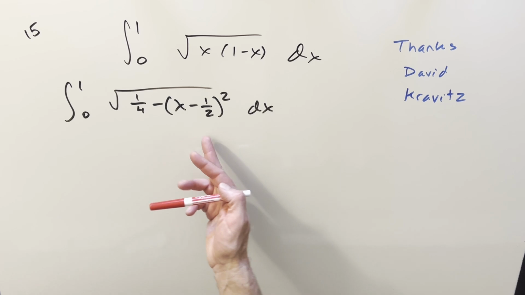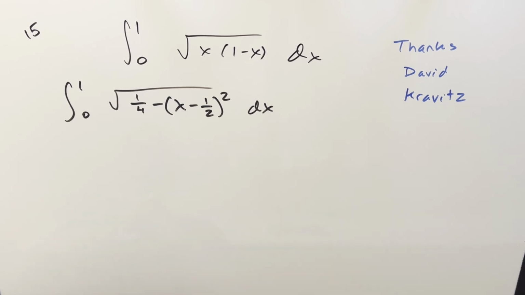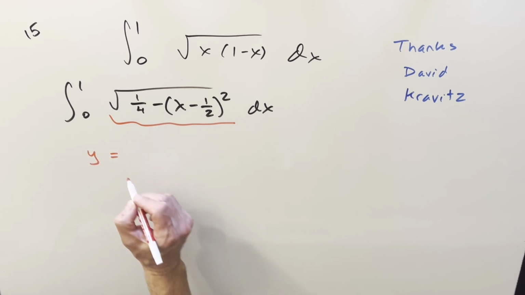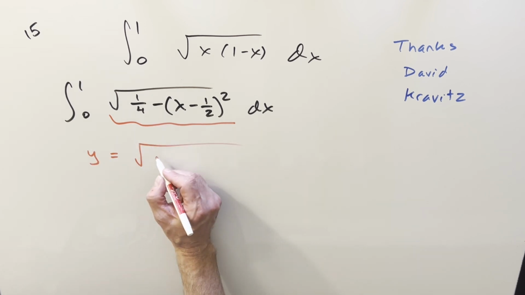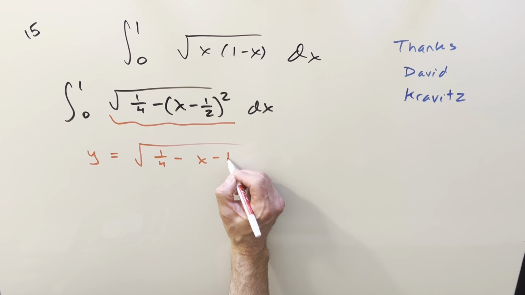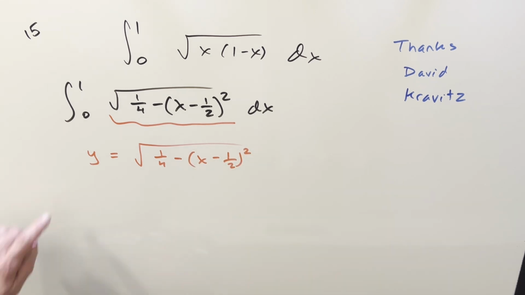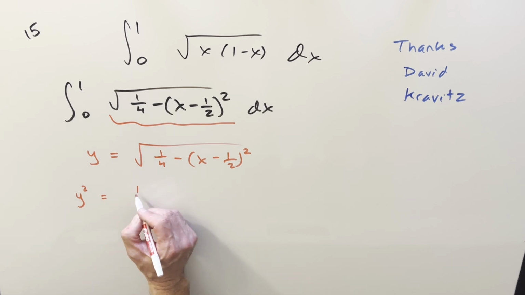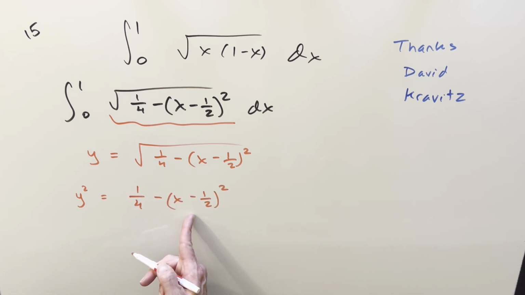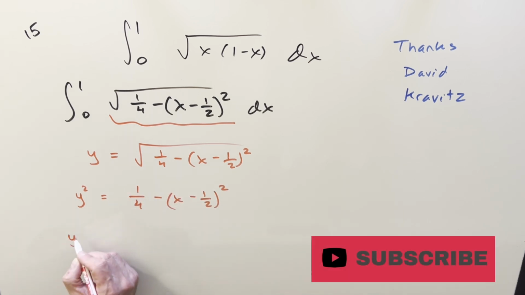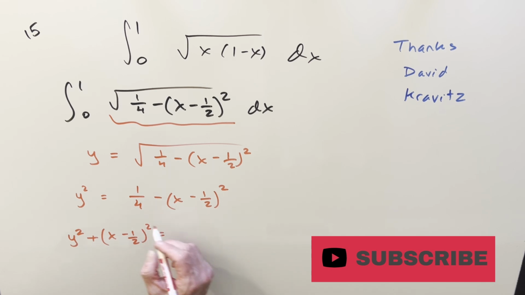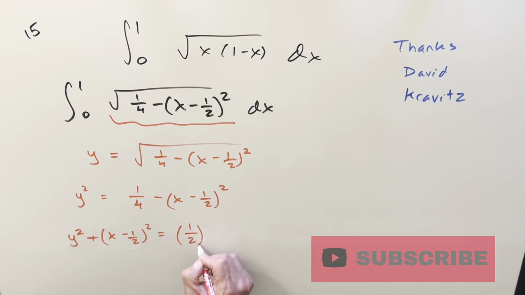From here, you could do this with a trig substitution on this part right here, but instead, let's set this whole thing equal to y and create an equation. So we'll have y equals the square root of 1/4 minus all this stuff here. Then I'll rearrange it. Let's square both sides, so we'll have y squared equals this stuff. Adding this on both sides, we get y squared plus (x minus 1/2) all squared equals 1/4. I can write this as 1/2 squared.